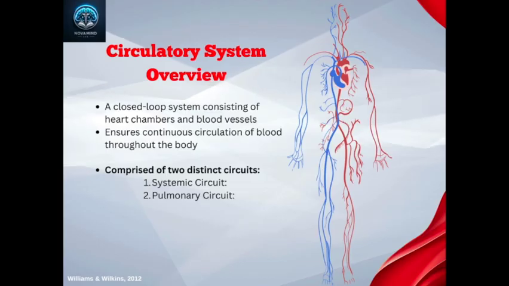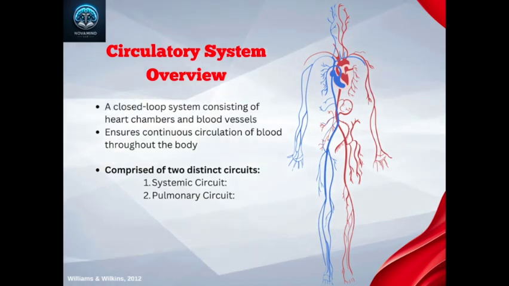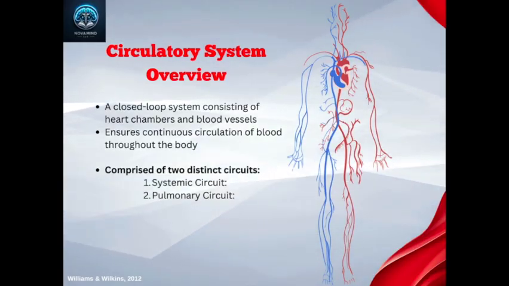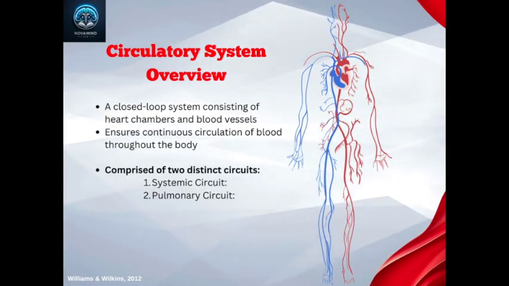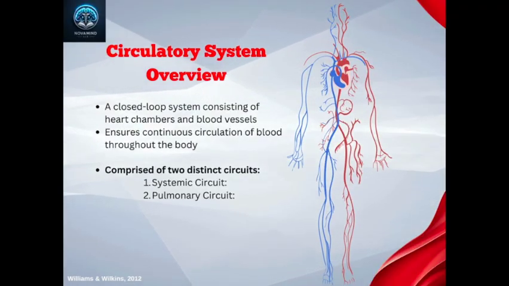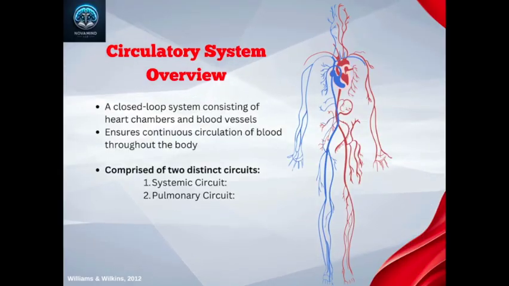We must overview the circulatory system. The circulatory system operates as a closed-loop network integral to maintaining homeostasis by continuously circulating blood throughout the body. The system is composed of heart chambers and an extensive network of blood vessels, ensuring that all body tissues receive an adequate supply of oxygen and nutrients while waste products are efficiently removed. The circulatory system is divided into two essential circuits, the systemic circuit and the pulmonary circuit.